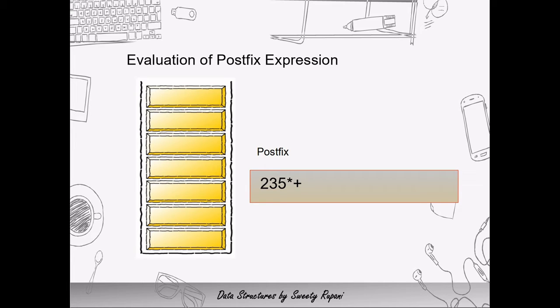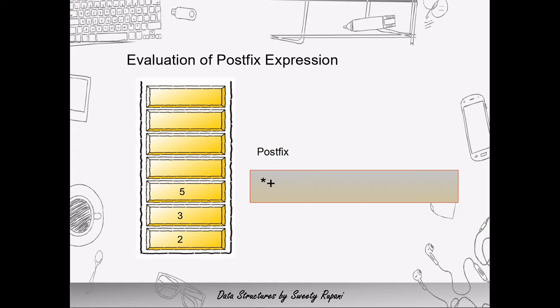So 2 would be pushed onto the stack. The next symbol is 3, which is again an operand, so it will be pushed onto the stack as the character 3. Now the next symbol that comes into the picture is 5. It's again an operand, so 5 would be pushed onto the stack. Once we are done with pushing these three values, the next symbol we are processing is a multiplication sign.